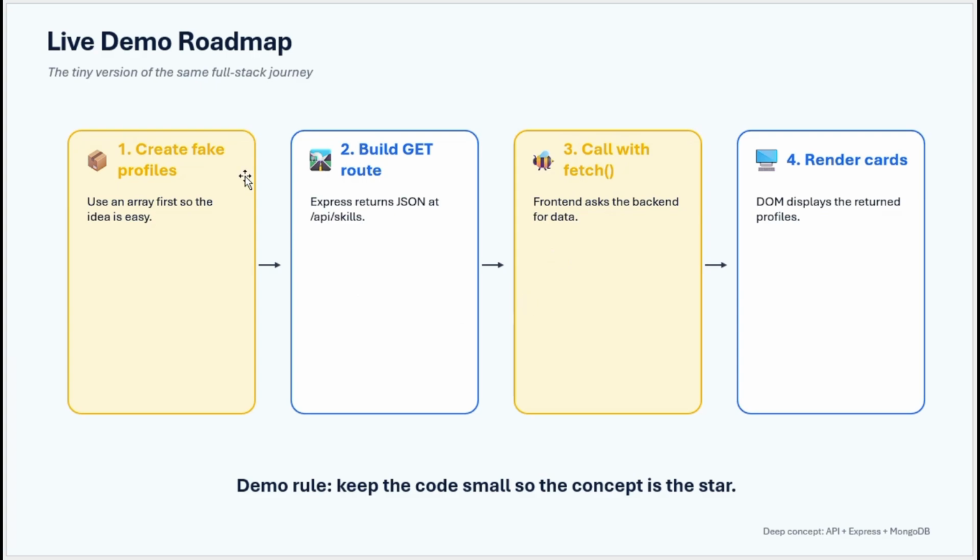First I will create some fake profiles in an array. Then I will create a GET route in Express that returns those profiles as JSON. After that, the front end will use fetch to request the data. And finally, the JavaScript will loop through the result and display profile cards on the page. So this very small demo represents the same architecture used by big applications.